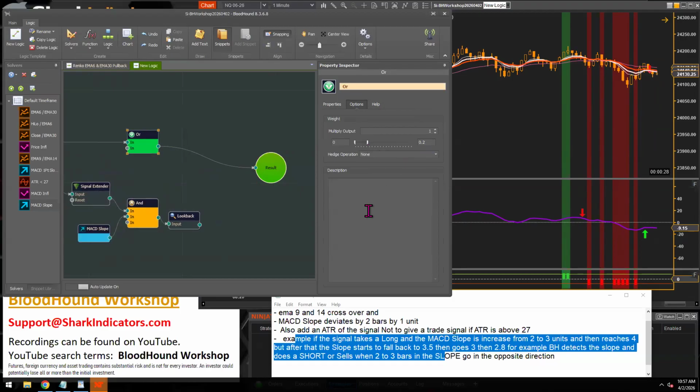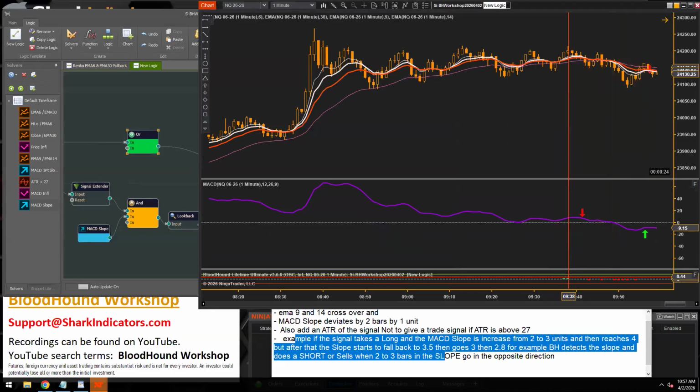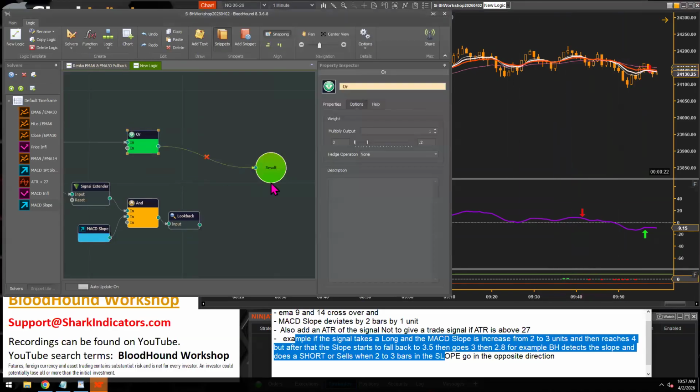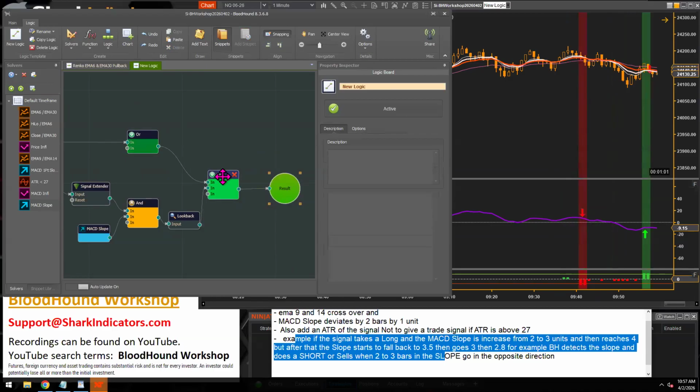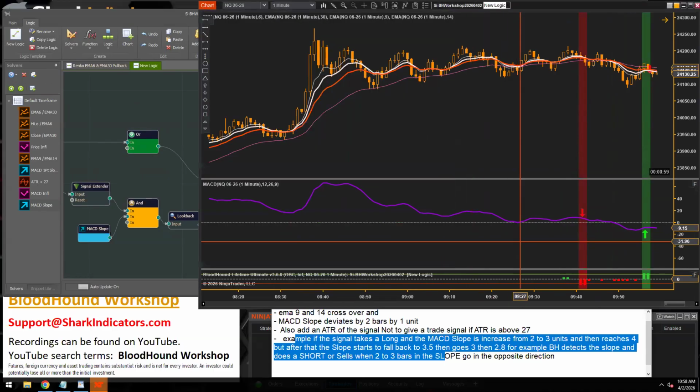Something like 0.2, good enough. Right, so we can see that output now. That looks kind of small there. Let's go 0.33. There we go, a little easier to see. And then add another OR node. Connect that in, connect that in, and connect that to the result node. There.